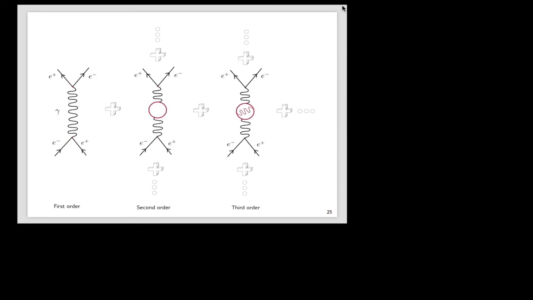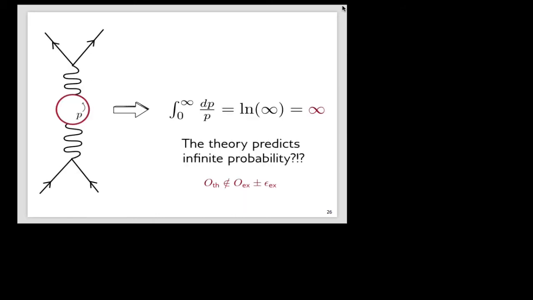And when we do this, when we write down all of the possible ways that this can happen, what we see is that already at the second way that this can happen, we have this internal closed loop. And this internal closed loop is going to be the source of the first problem with the theory. The reason that it's a problem is that this internal closed loop corresponds to a momentum that can get arbitrarily large, and the integral corresponding to this diagram goes like 1 over p integrated from 0 to infinity, which goes like the log of infinity, which of course is infinity.